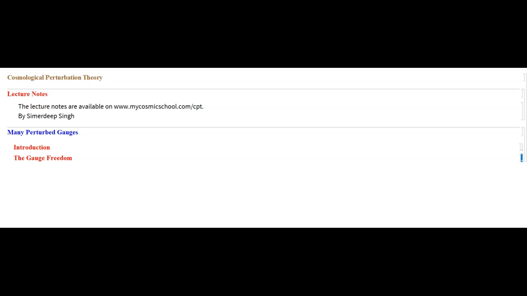Today's topic is many perturbed gauges. What do we mean by that? This means that the perturbed universe does not have one fixed coordinate system. And why? Because of something called the gauge freedom. What is gauge freedom and where does it come from? We will learn about this later in the course.